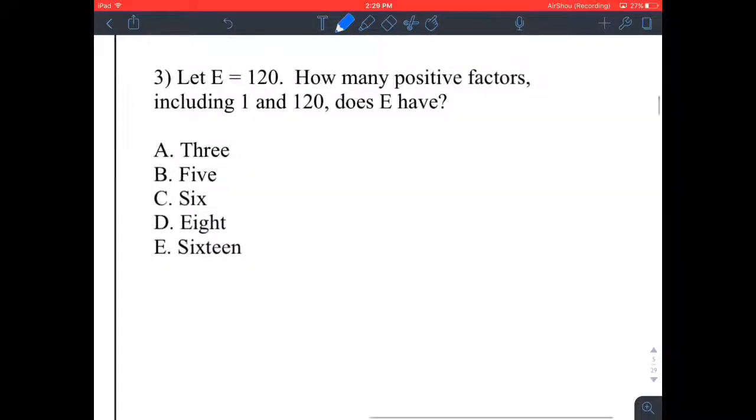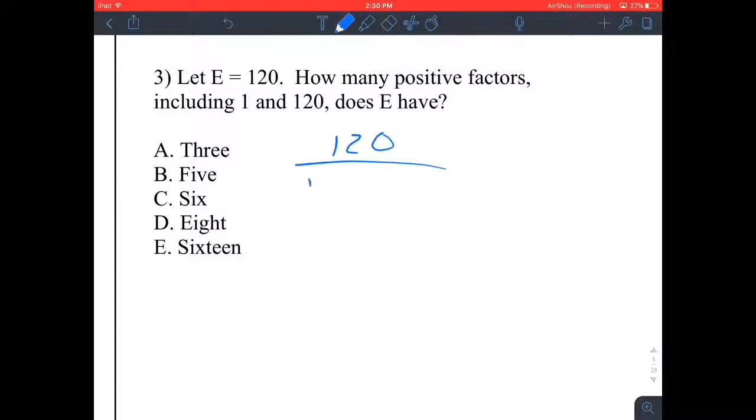Number 3. Let E equal 120. How many positive factors, including 1 and 120, does E have? Now there is a special way to do this problem that's real quick and easy that you will never remember, so I'm not going to do that. Let's write down factors of 120.